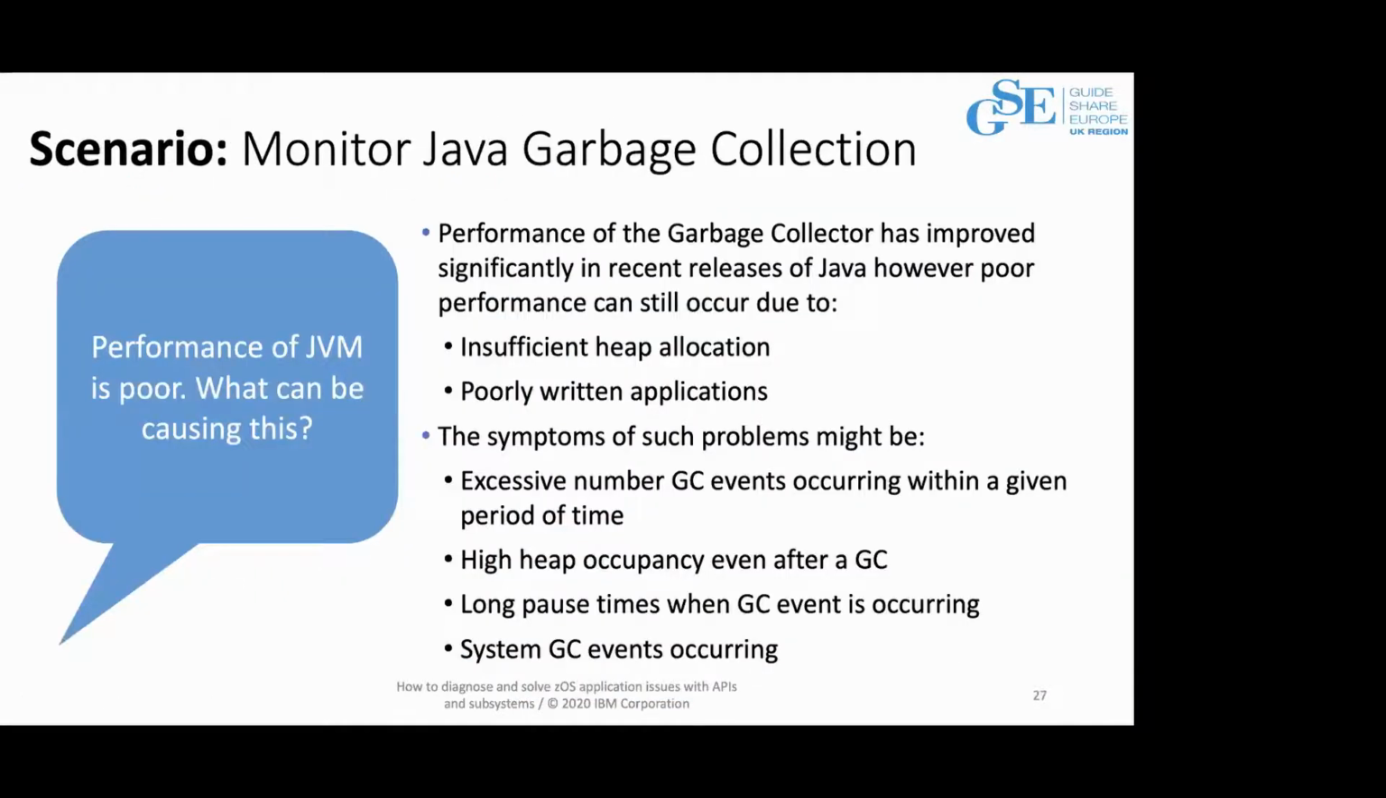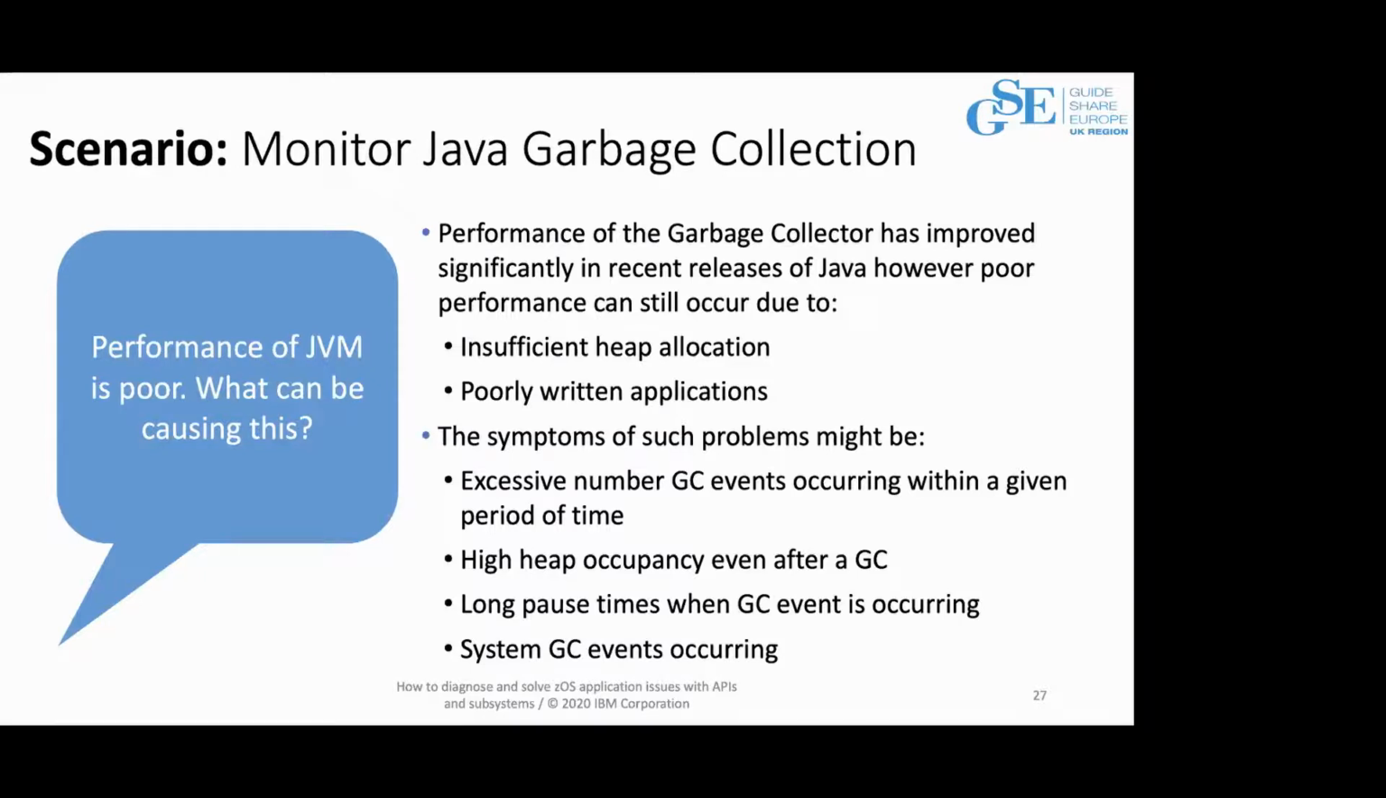Okay, so that's native memory and that's heap, but garbage collection, as I mentioned earlier, could also cause poor performance of your application. So in this example, is it garbage collection that's causing the delay? Now, garbage collection has improved over recent releases of Java. However, you can still have poor performance issues if there's insufficient heap allocation, which we saw earlier, or a poorly written application.